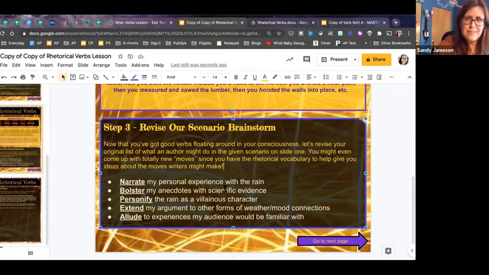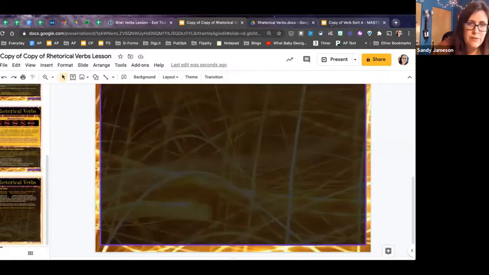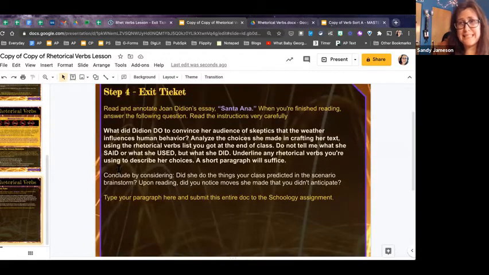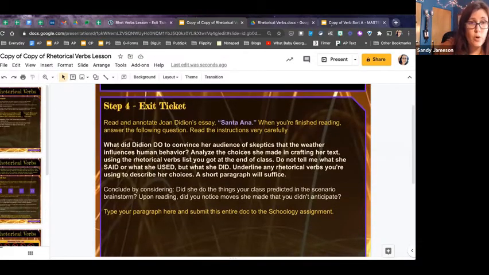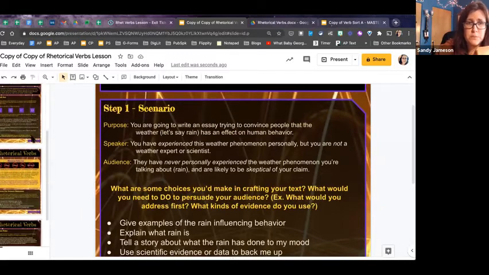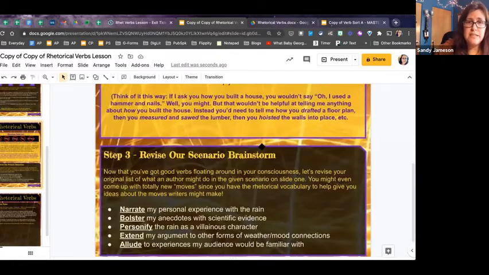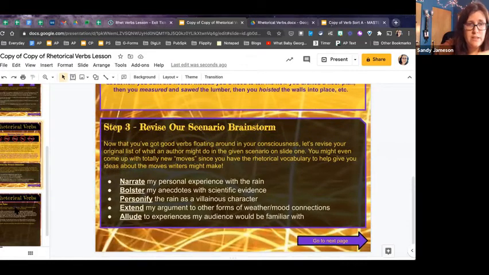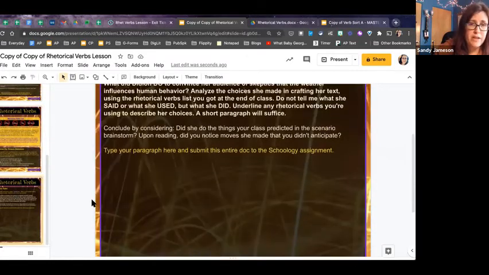I had you go about this kind of the opposite way of putting you in the place of the writer, which is always kind of a good place to start when we're talking about what authors do. But here's our follow-up activity. And this is the exit ticket that you're going to turn in, but you're actually going to turn in this whole doc. So I'll be able to see your initial brainstorm. I don't need to see your verb sort. I'll be able to see your revision, and I'll be able to see then your final thing.